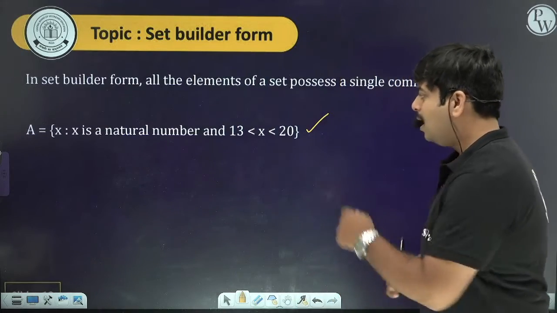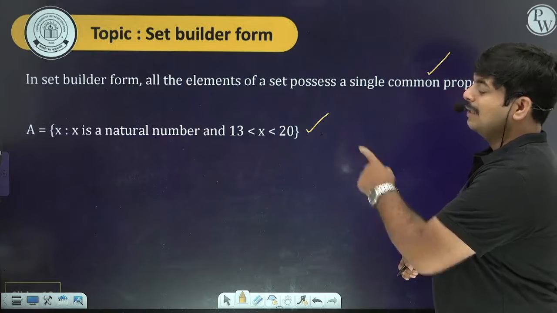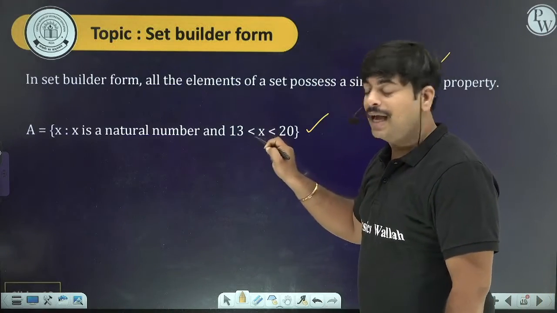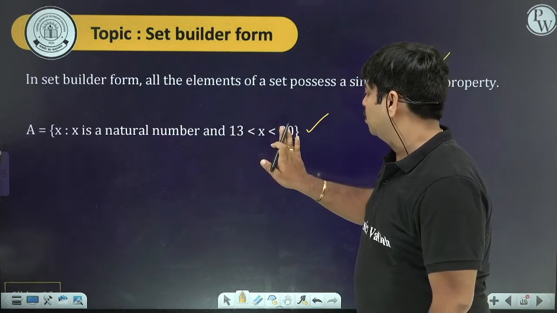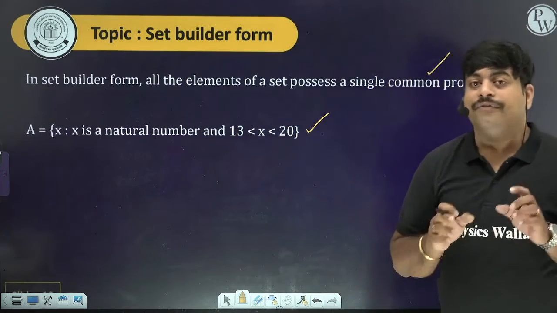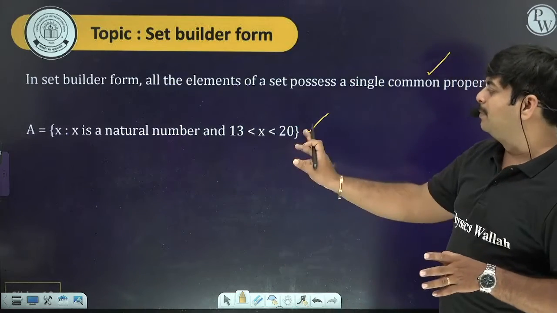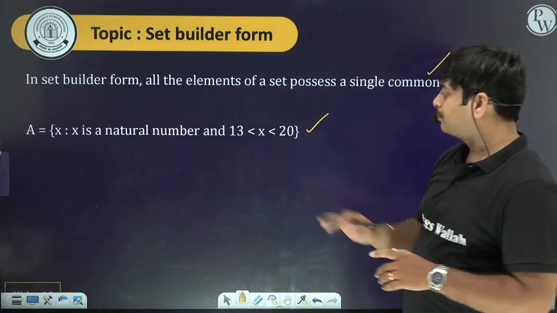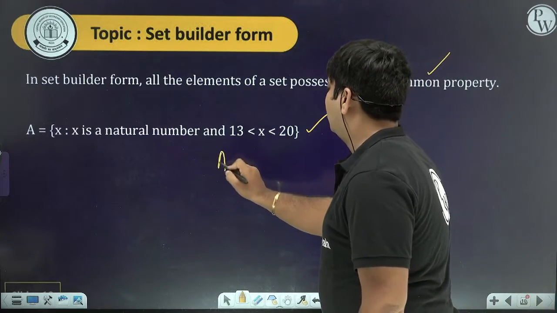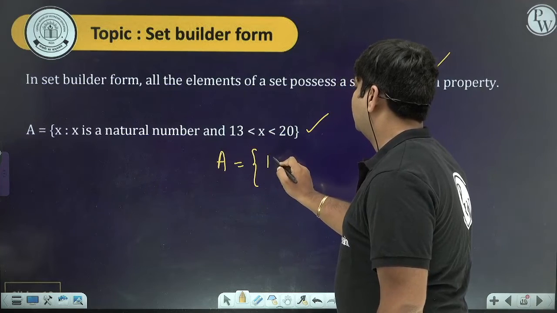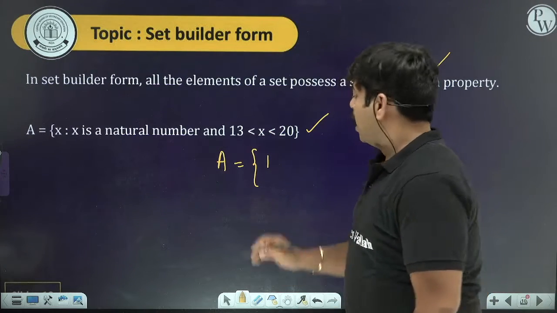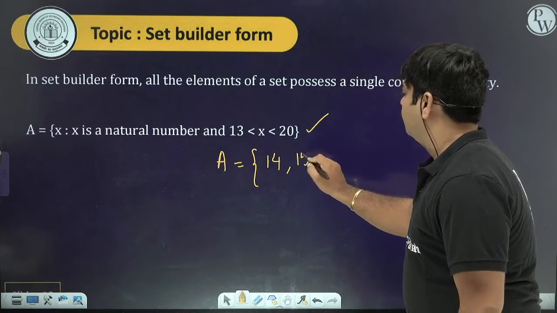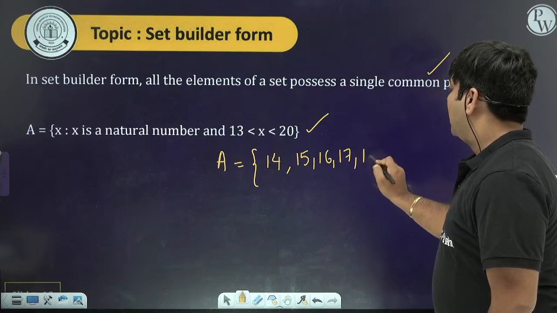Right. So, x is a natural number and 13 less than x less than 20. When I have just less than, we should not include 13, and here also we should not include 20. But we need to write all natural numbers between these two. So A is equal to... can I include 13? No. I should start with 14: 14, 15, 16, 17, 18, 19.